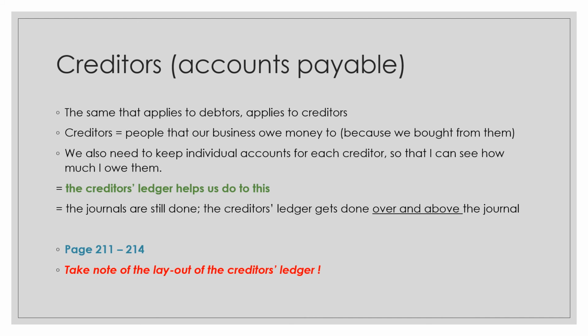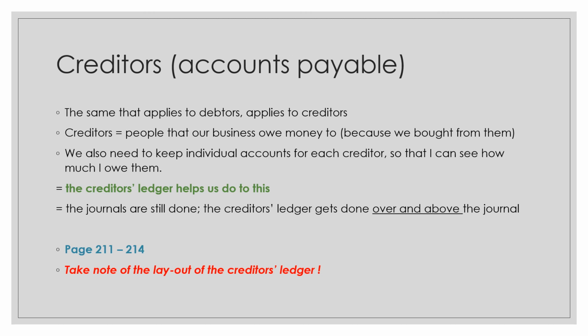Not enough to just have journals with general summaries and totals of all the transactions put together. We need individual accounts for each creditor so that we can see at the end of every month, how much do I owe this person? And I can also use this to confirm whether I've journalized all the creditors' transactions correctly. So the creditors ledger enables us to do this, draft individual account statements for all our creditors.